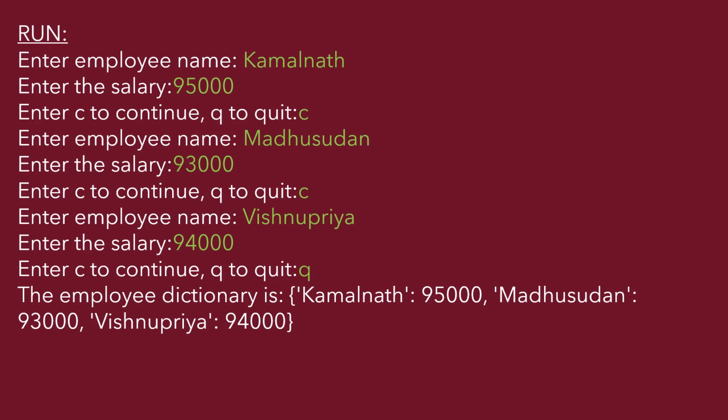So here you can see once you run the program, it will ask the user to enter the name. Whatever name the user enters, that will become the key of the dictionary and the corresponding salary will be its value. So like this, let's say the user has entered 3 values, then you can see the dictionary is like this. The employee dictionary has this many values. The keys are the names and the salaries are the values of this dictionary.